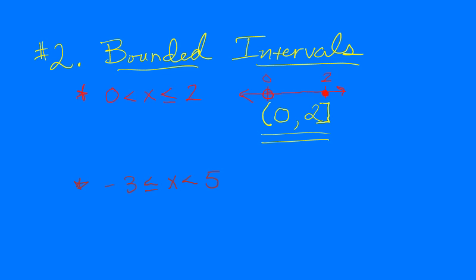Alrighty, so here we go. -3 is the lowest one, so that's going to be the one that we write first. 5 is the greatest, so that'll be the one that comes second. Since -3 is less than or equal to x, we'll use a bracket, and x is less than 5, so we'll use a parenthesis. Alright, and that would be our bounded interval.